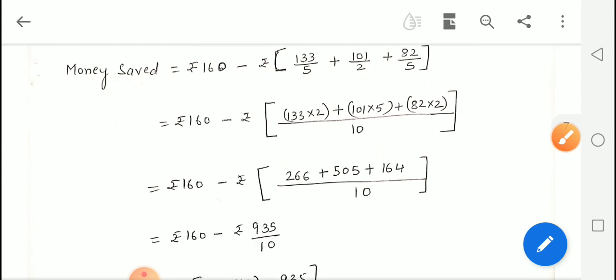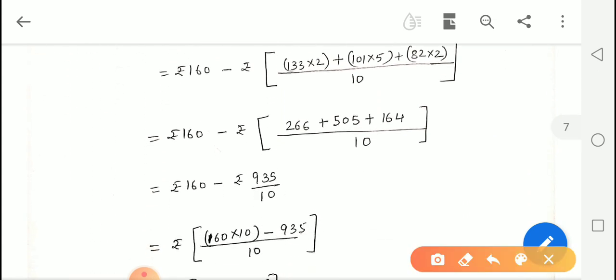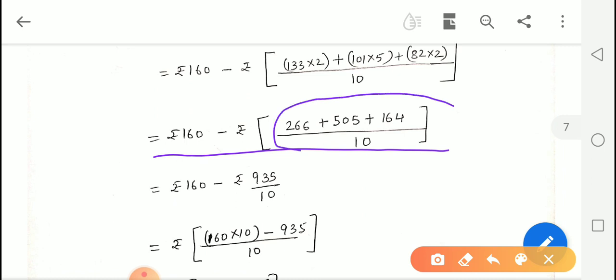Step by step, we will reach to this step. Now again we will solve its numerator and we will get this as a step. Now 160 rupees minus rupees 935 upon 10. Again we will solve this in the same manner.